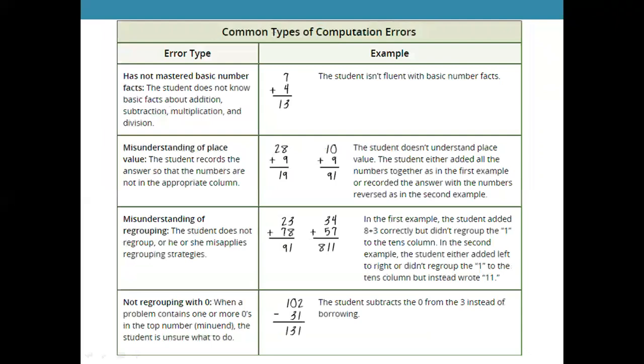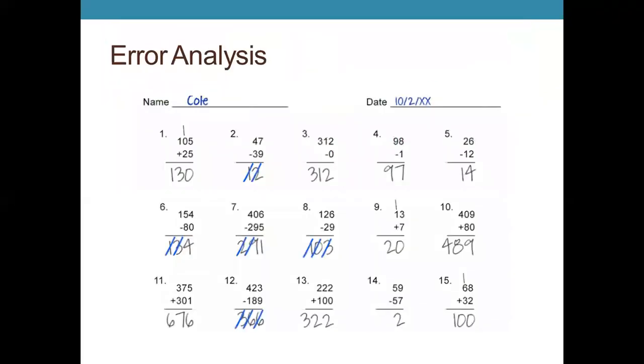So when you're looking at math computation errors, we're looking at much more than just what's the student's score on this worksheet. We actually want to dig in deeper to why they are getting the answers wrong. What is holding them back here? What skills do we need to reteach or teach in a different way?